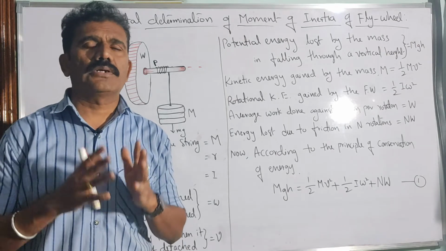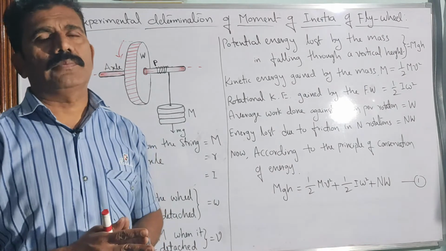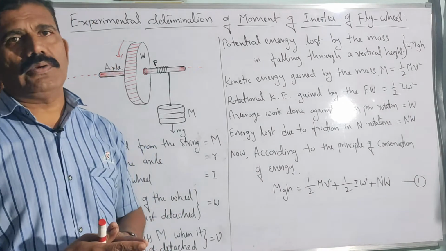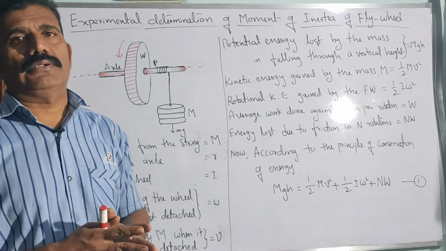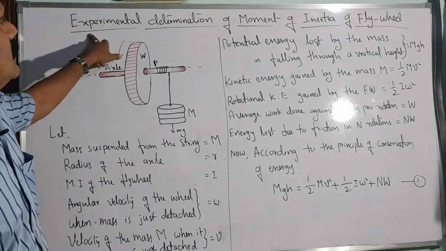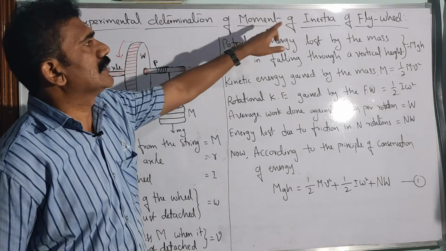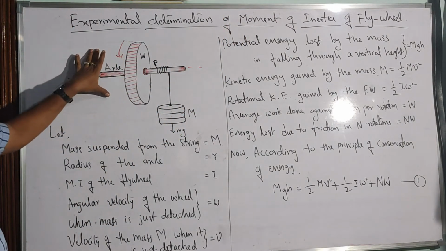Now the question is, what is the formula to find the moment of inertia of the flywheel? Suppose you are doing some experiment with the flywheel, how do you find the moment of inertia? What is the formula for that? Okay. Now let us discuss that part. So now look at the title: experimental determination of moment of inertia of the flywheel. Okay. So consider the same flywheel here in the experiment.